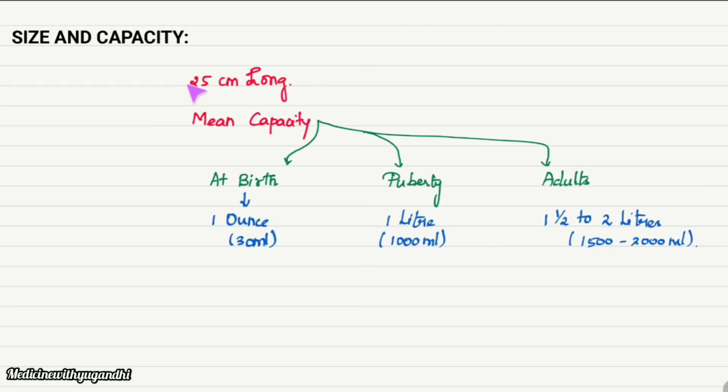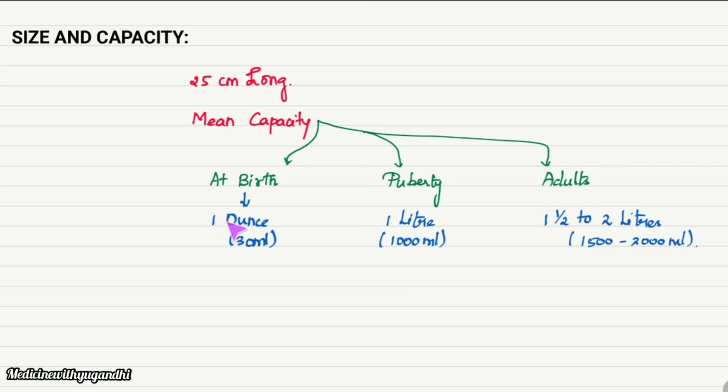Next, coming to the size and capacity of the stomach. On an average, the size of the stomach is about 25 centimeters in length. And of course, the capacity of the stomach varies with age. Let us see that one by one. As I already mentioned, on an average, the size of the stomach is about 25 centimeters in length, and the mean capacity varies with age, at birth, at puberty, and for adults.